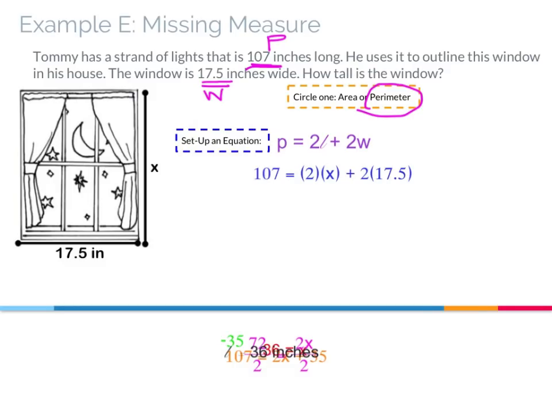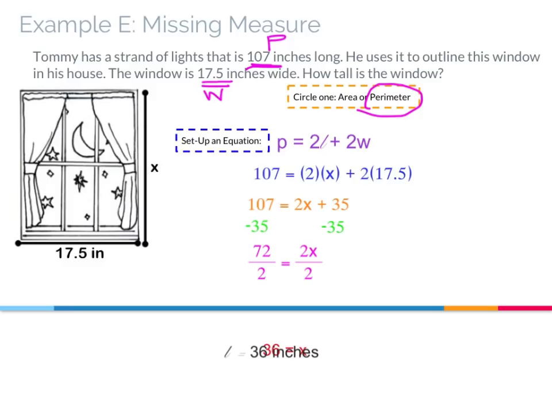Now using orders of operations, I need to multiply first. So I get 107 is equal to 2 times x, so 2x, plus 2 times 17.5, which is equal to 35. Now to solve for x, it becomes a two-step equation. So I have to get rid of my constant first. So since my constant is a positive 35, I'm going to subtract 35 from both sides. And when I subtract 35 from 107, I get 72 is equal to 2x.